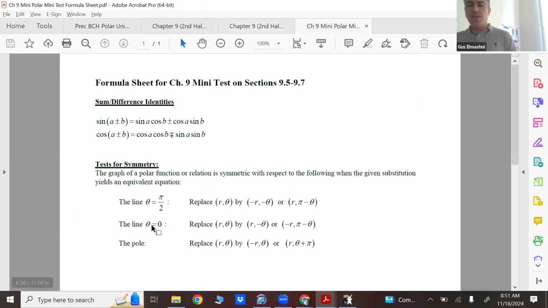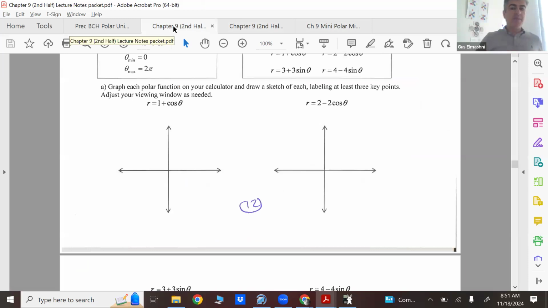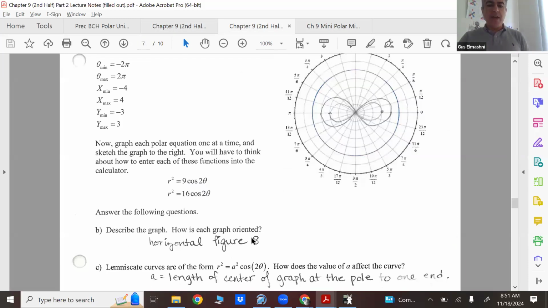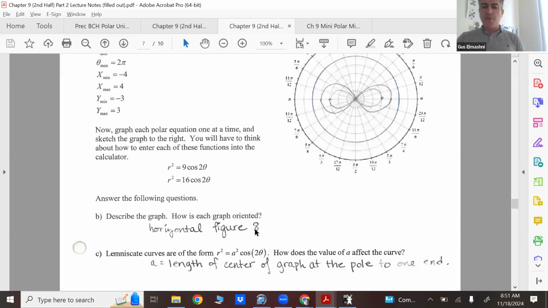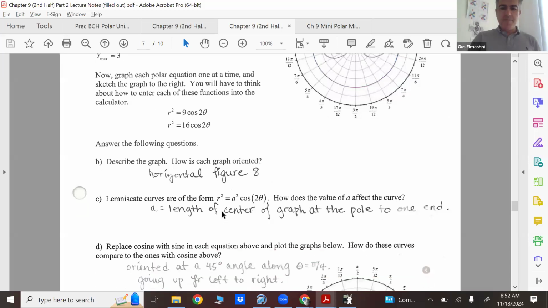So there's 3 types of symmetry. There's also a rotation symmetry, which I haven't talked about yet, but we will get there today. That's if you rotate the graph 180 degrees, it goes back to the same configuration. Anyhow, the length from the center of the graph, the pole, to one end. Sorry, they're asking what A does. So in general terms, you think of this as a square term or a square coefficient. So that's 3 squared, that's 9. So that gives you the length from the pole to one end of the lemniscate, or the loop, or whatever you want to call it.